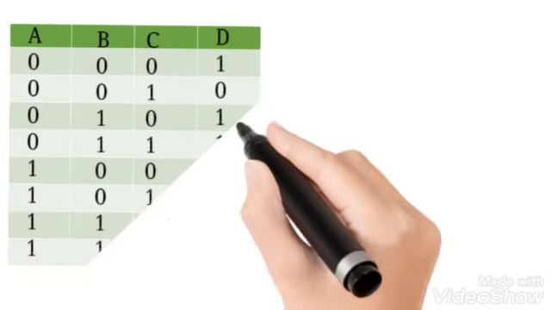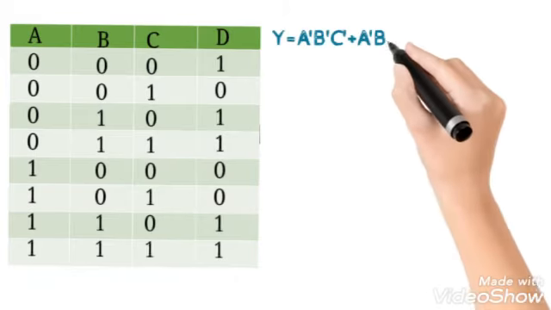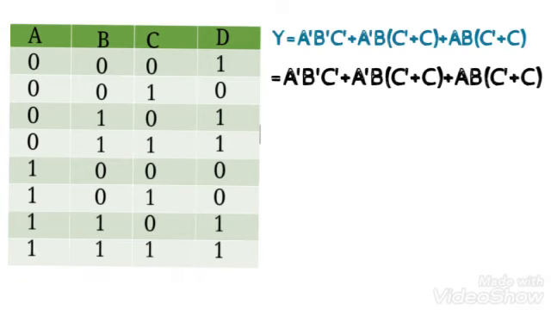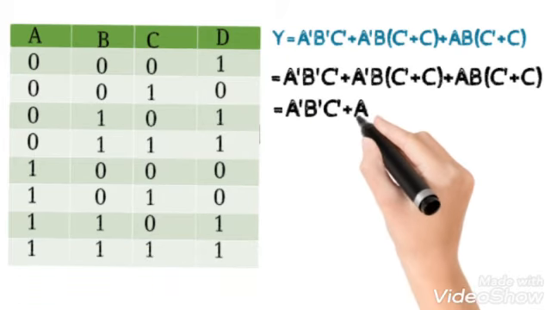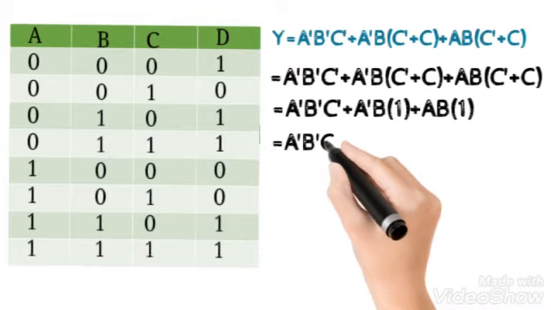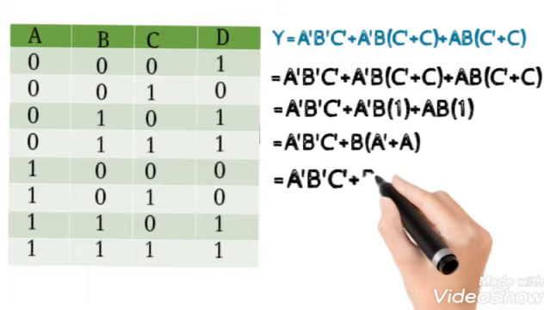By observing the canonical form SOP, we get the expression y is equal to A bar B bar C bar plus A bar B into C bar plus C plus AB into C bar plus C. Here A bar B is common, so it is taken outside, and C bar plus C is equal to 1. So we get A bar B bar C bar plus A bar B into 1 plus A B into 1. Again A bar plus A into B is common, so we get A bar plus A is equal to 1.